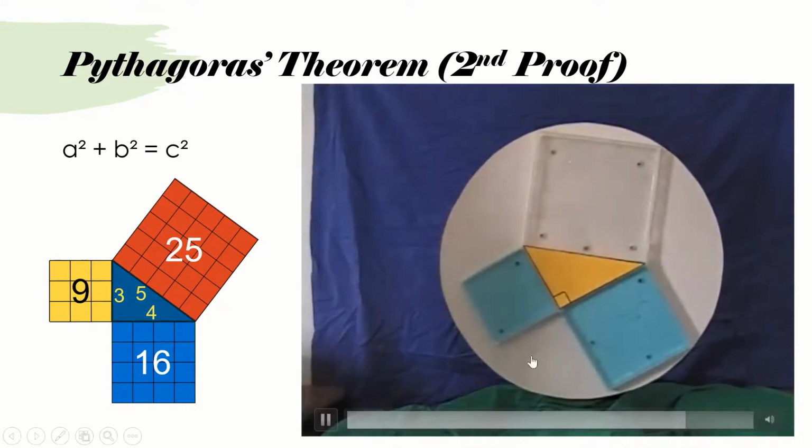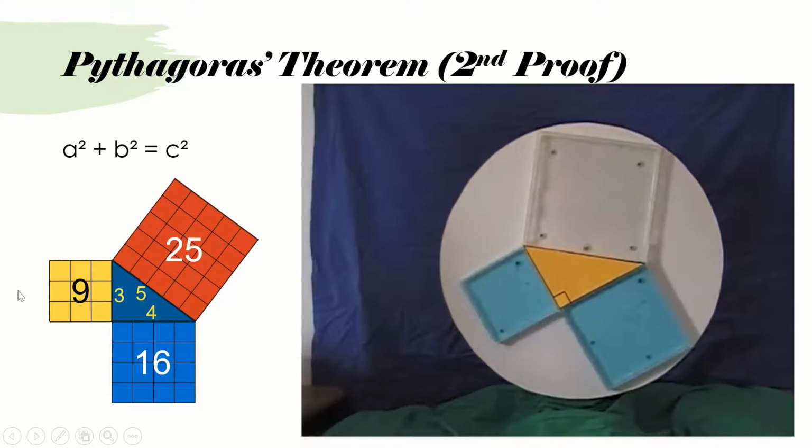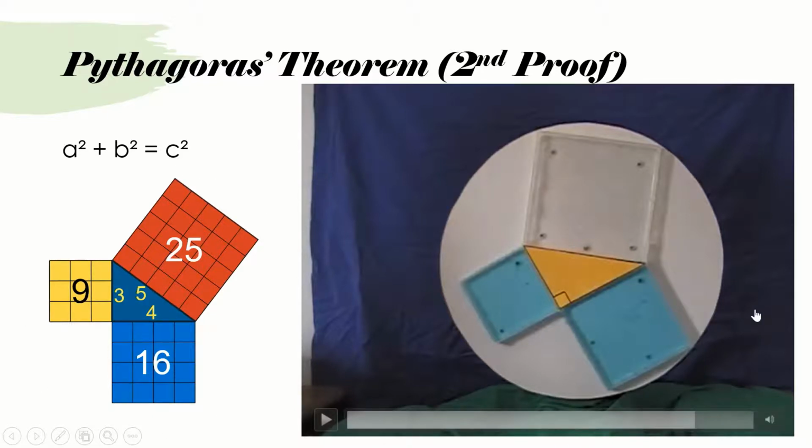What does it mean? It means that the area of the two smaller squares is equal to the area of the bigger square. The sum of the two areas in the smaller squares is equal to the area of the bigger square. This is the same shape as this drawing here. Right. So using the volume of liquid to prove the theorem.